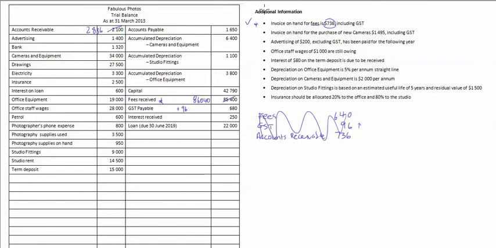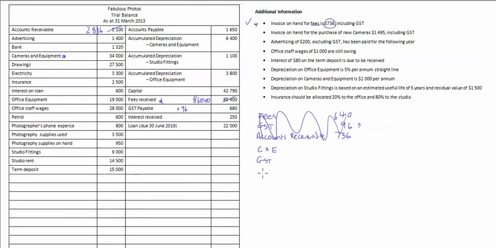Tick that one off. Okay, the second one's an invoice on hand for the purchase of new cameras, $1,495. If we go over to cameras and equipment, there they are there. Now they're an asset in this particular case, an asset. Very careful there, because you can have invoices on hand for purchases for either inventory or for expenses. So you've just got to be a bit careful about how you process those. In this case, it's cameras and equipment. I'm just going to shorten that.